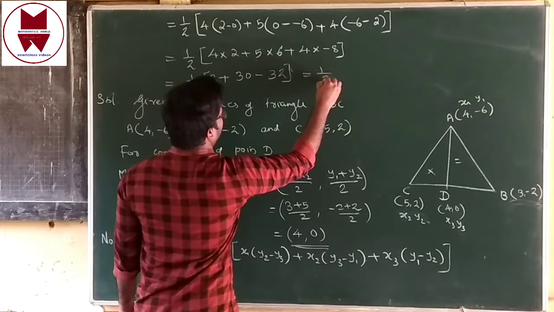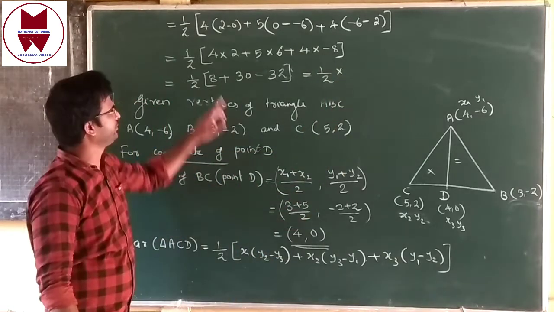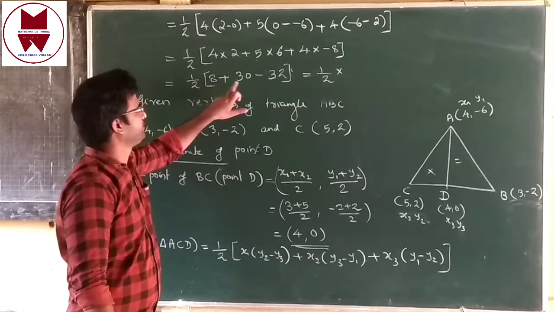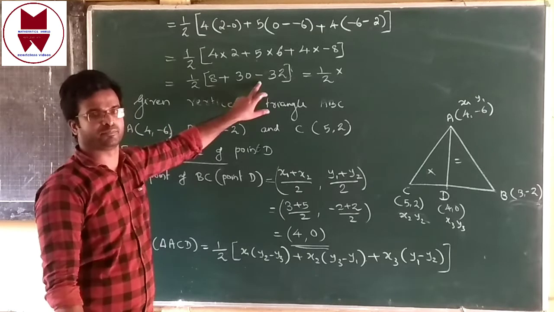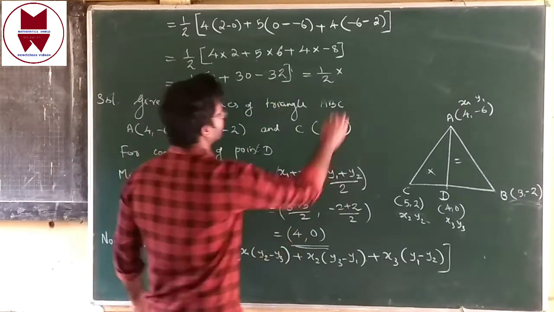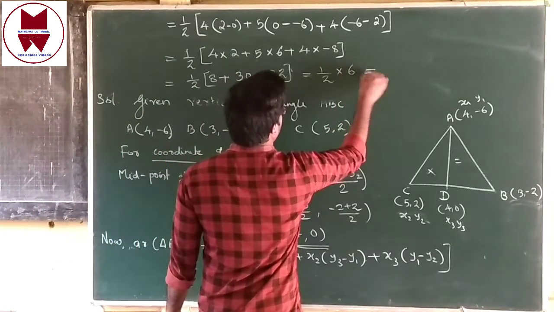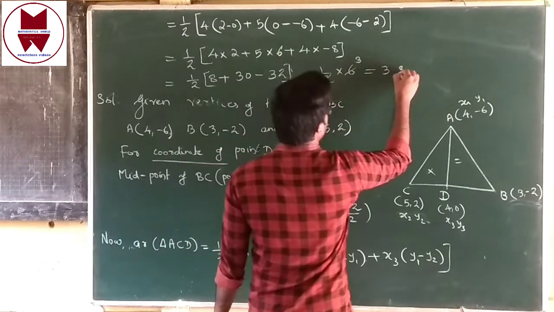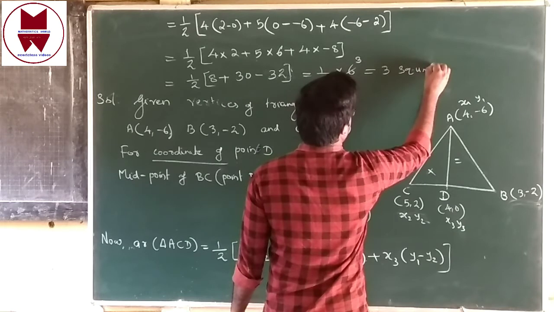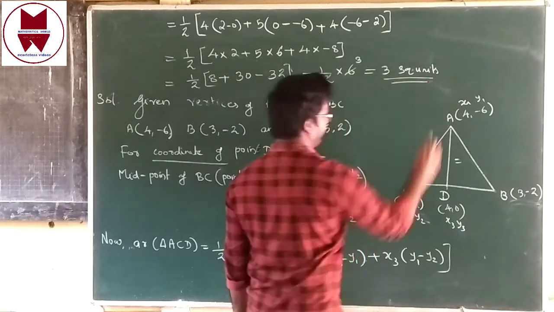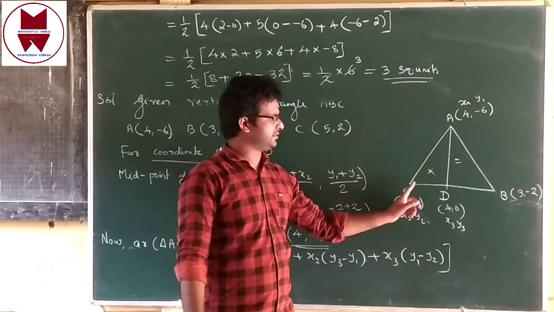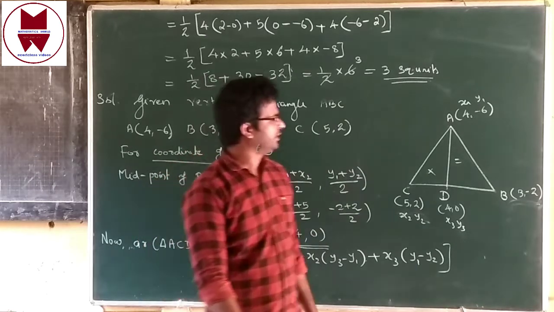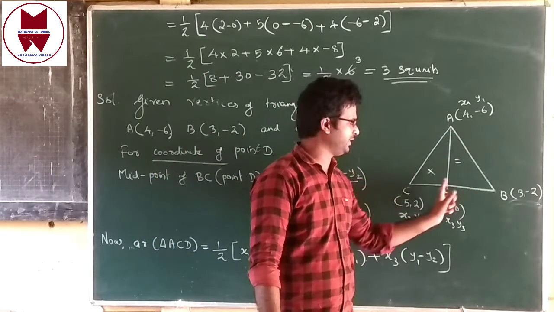Equal to 1 by 2 into, we can add 8 plus 30, 38. 38 minus 32, 6. Then 6 and 2 cancel 3 times. You got 3 square units. This is area of triangle ACD. Now we will find out area of triangle ABD.